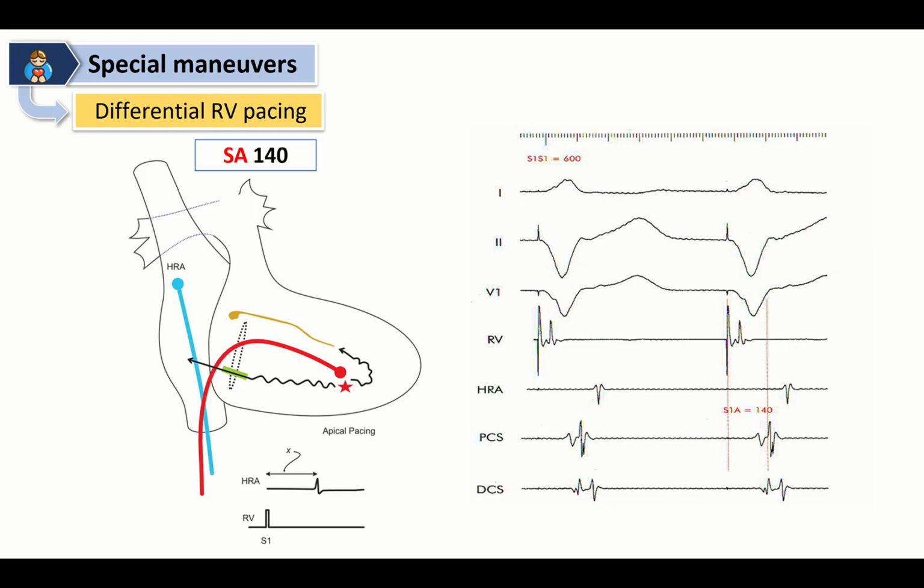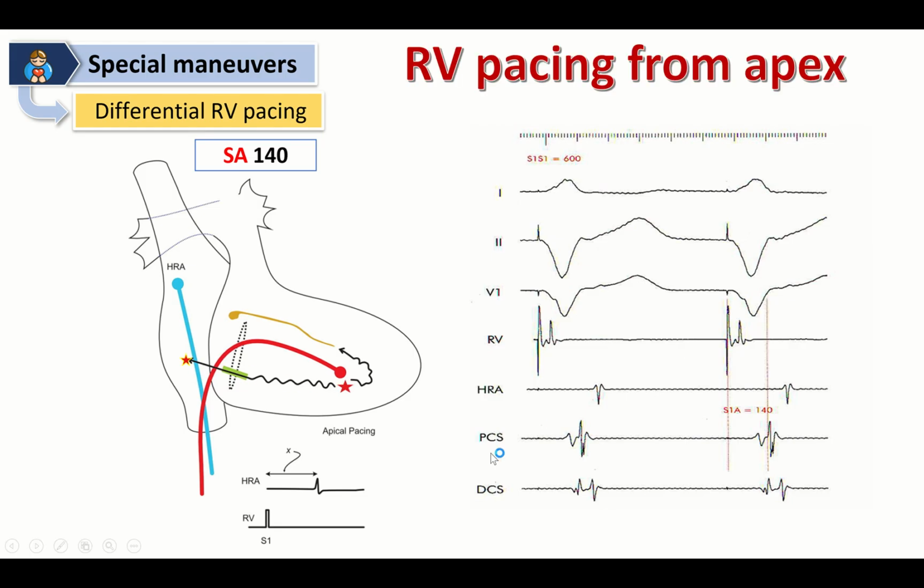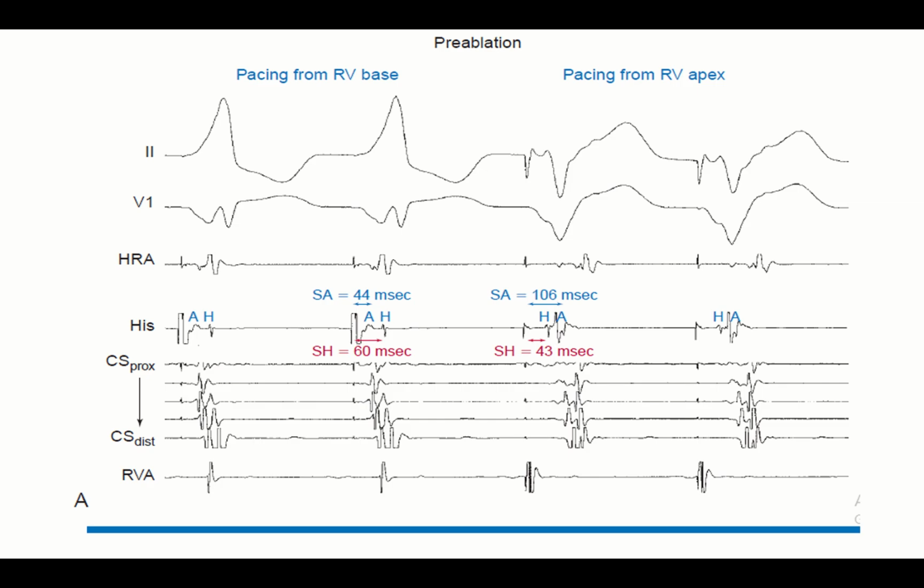However, in RV apical pacing in presence of accessory pathway, we can appreciate stem to A becomes very long, 140 milliseconds. We are far from the accessory pathway. Let's go to the next example.